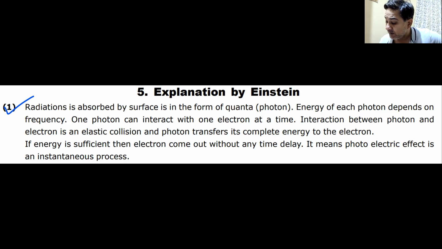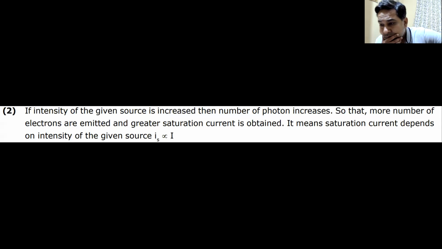The next thing, again, is an explanation of why saturation current depends on the intensity of light, and why the stopping potential does not depend on the intensity of light. Intensity of light refers to the number of photons. If I make more photons fall, more electrons can be liberated, and hence we will have more current. The value of saturation current will increase.